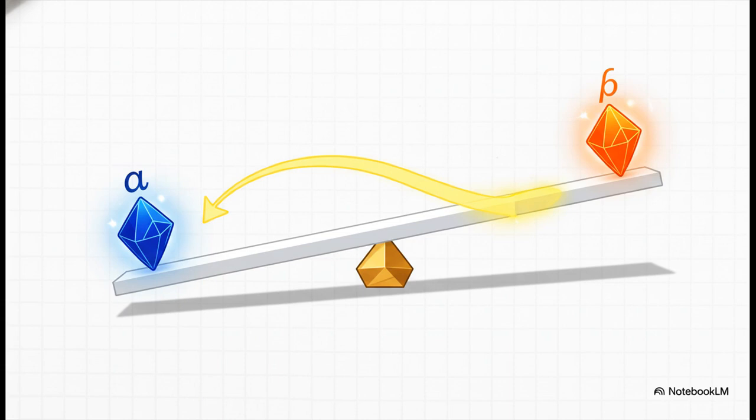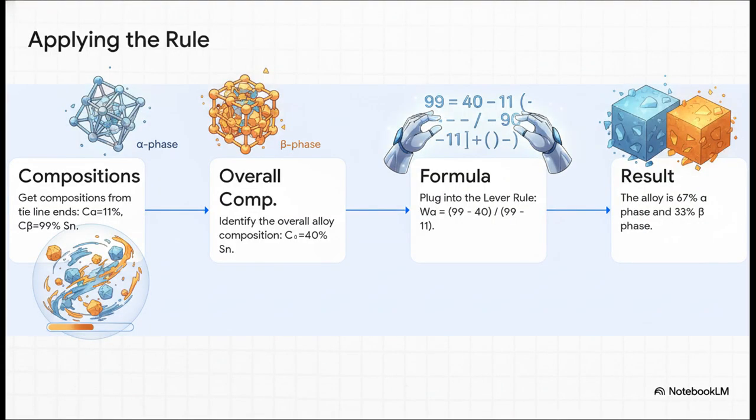Think of our overall composition as the fulcrum, or the pivot point. The lengths of the lever arms on either side tell us the fraction of each phase. So to find the fraction of phase alpha, the stuff on the left, we take the length of the opposite lever arm and divide it by the total length of the tie line.